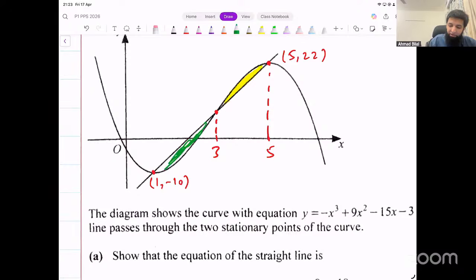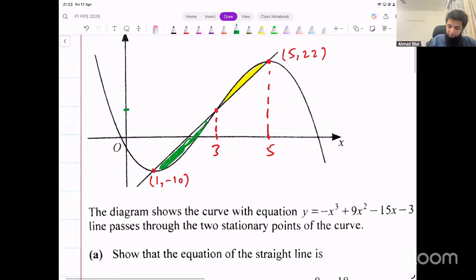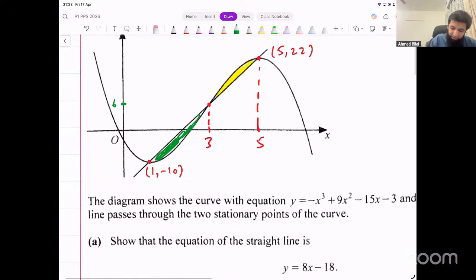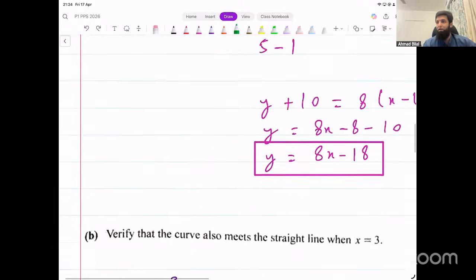If you had to find this green region as well, use the y limits. What are the y limits? If you input x equal to 3 there, you get 6. This is 6, and this is negative 10. You use limits from minus 10 to 6, use the y-axis formula. Find the area between the curve and the y-axis, subtract from that the area between the line and the y-axis, and that will give you that green part, if they asked you for that. Okay.